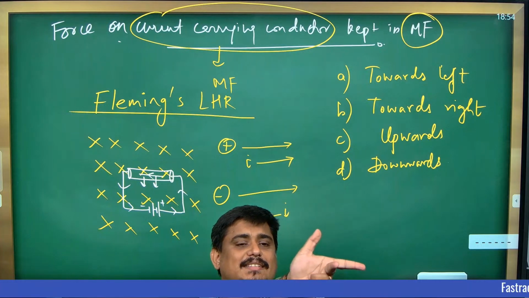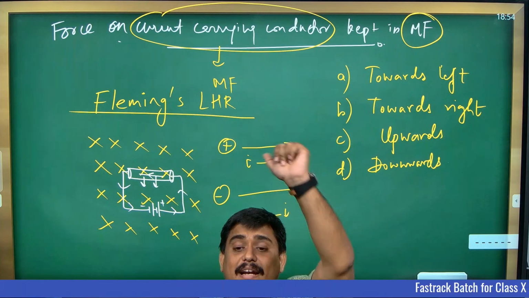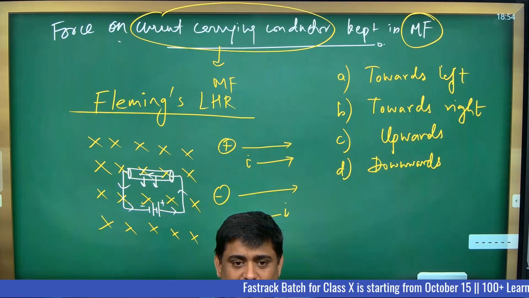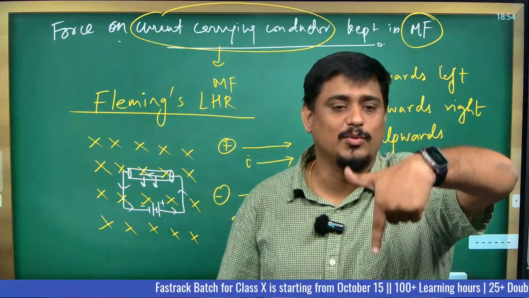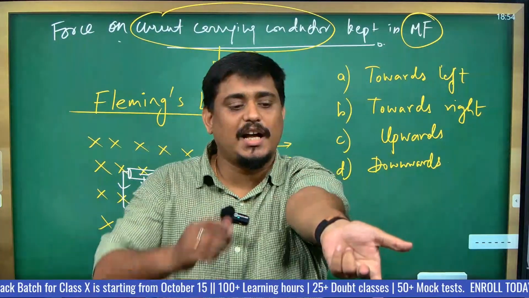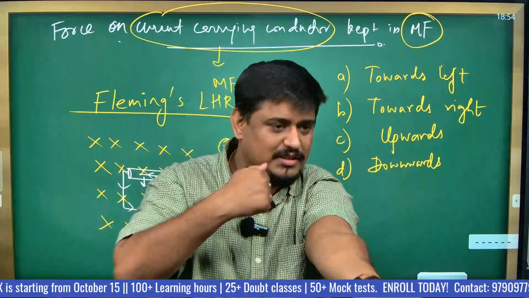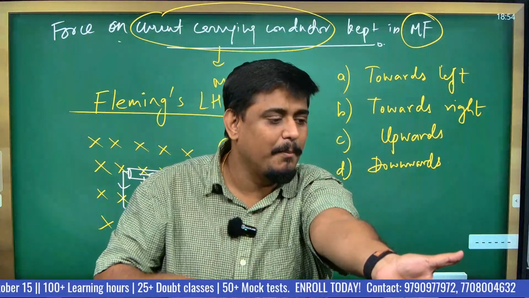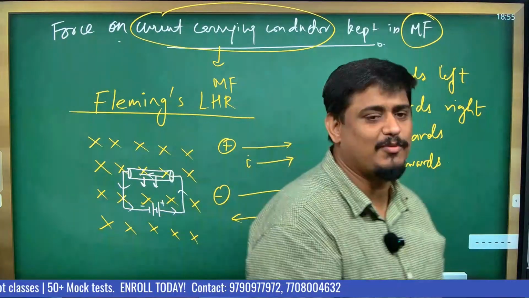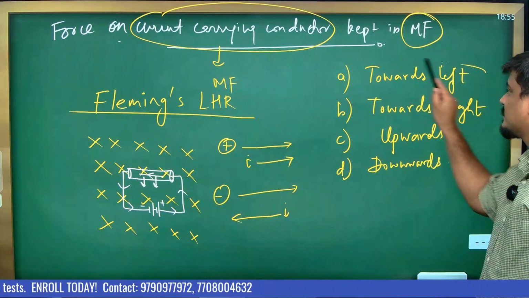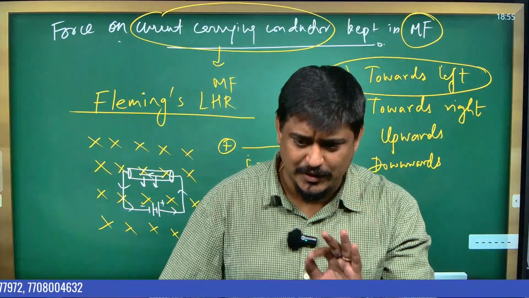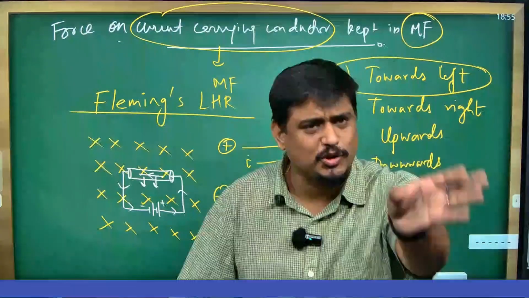So current will be like this. Magnetic field is moving from ceiling to floor, so magnetic field is downwards. And the current is towards you. For you it will be towards me, for me it's towards you. My thumb is pointing towards my left. Answer is towards left. I hope it is clear to you. Is it clear? Take one last question before we close today.